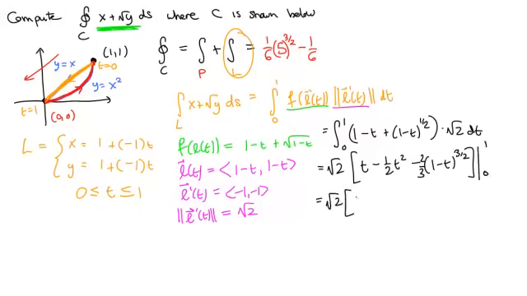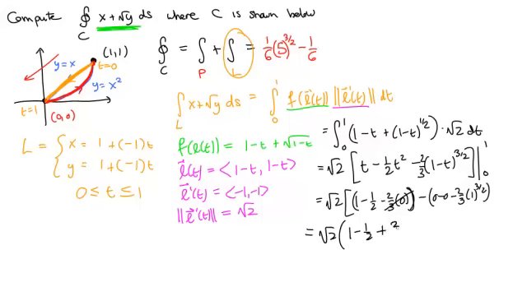When we plug in 1, we'll have 1 minus 1/2 minus 2/3 times 0. When we plug in 0, we'll get 0 minus 2/3 times 1 to the 3/2 power. And so that will clean up to being root 2 times (1 minus 1/2 minus 0 minus negative 2/3), which gets us the square root of 2 times 7/6, or 7 root 2 over 6. That gives us this second piece right here.